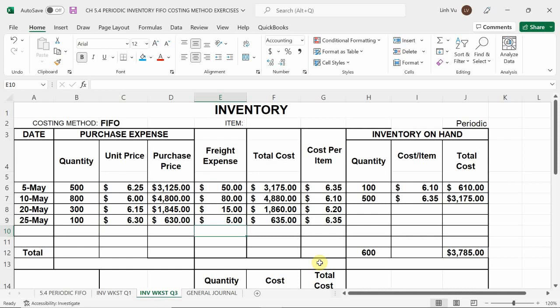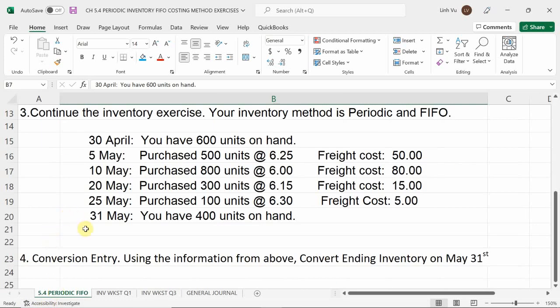I completed my table. Right, I have my inventory on hand, which is my beginning inventory. Here's all the purchases I made throughout the rest of May. So let's see what happened last. May 31st rolls around. Okay? May 31st rolls around and you have a total of 400 units on hand. Okay? 400 units on hand.